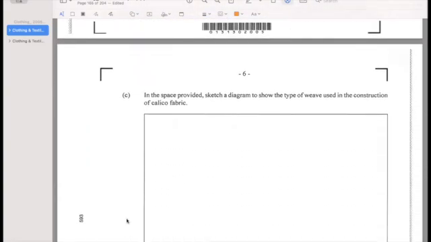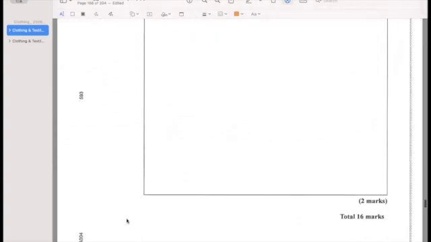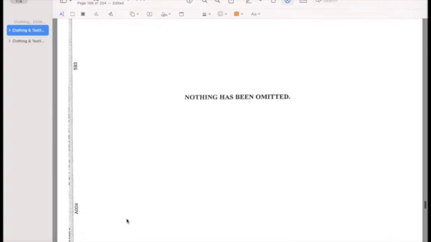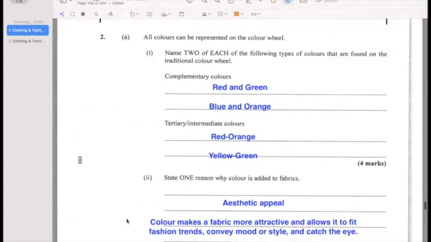Next question: in the space provided, sketch a diagram to show the type of weave used in the construction. And for this one, I am unable to put the image here, so at the end of the video, I'm going to answer this particular question. All right. This page doesn't have any question on it. Let's go to question number 2.